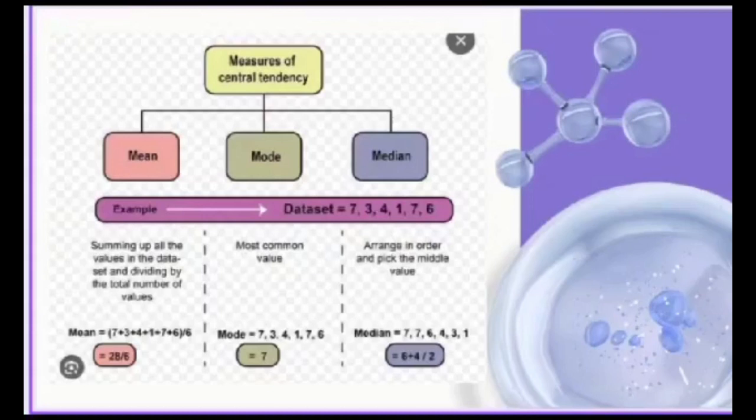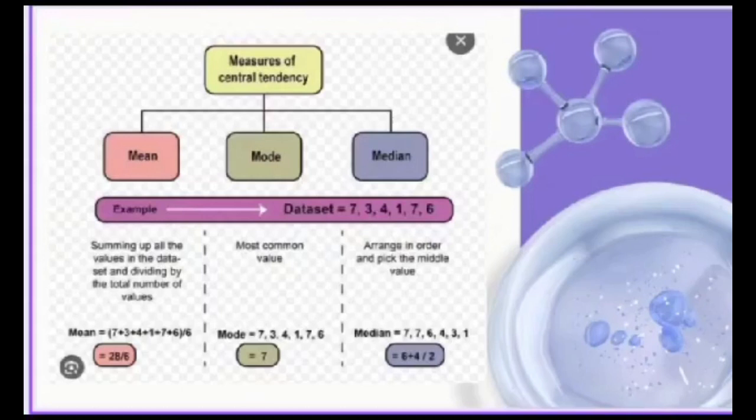The mean is generally considered the best measure of central tendency and the most frequently used one. Mean is also called average or expectation. First, how do we find the mean? The mean takes the sum of all the numbers in a data set and divides it by the number of data points. In the example, the data set has 6 numbers: 7, 3, 4, 1, 7, and 6.